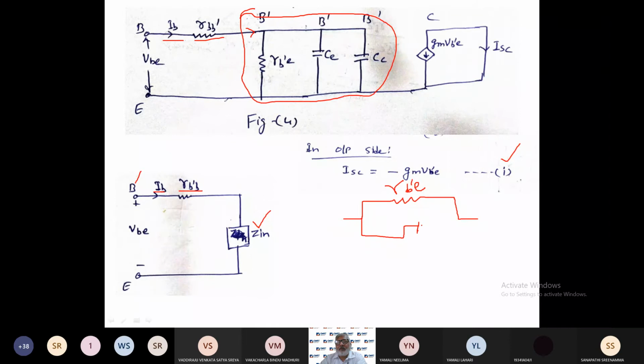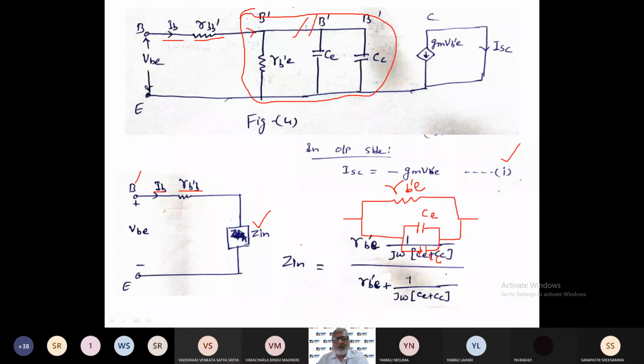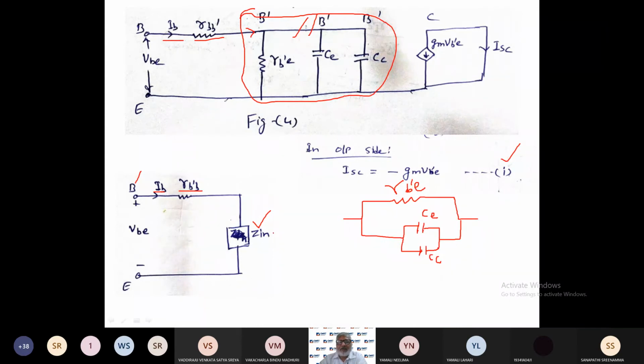Then here we have two capacitances in parallel. One is CE, another is CC. So you see this part, right? It looks like this. Okay, Zin is looking like this. So now Zin, how do we represent this Zin? Zin can be represented by, right?